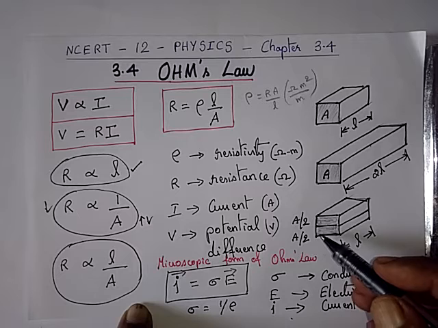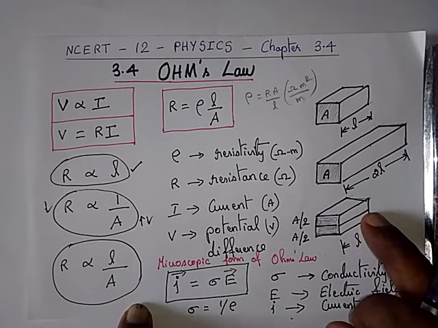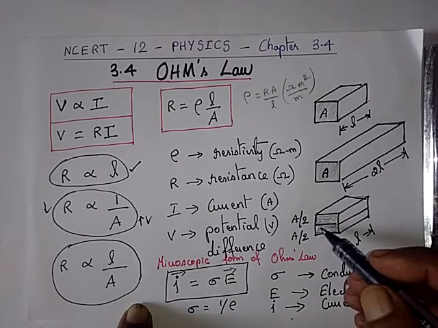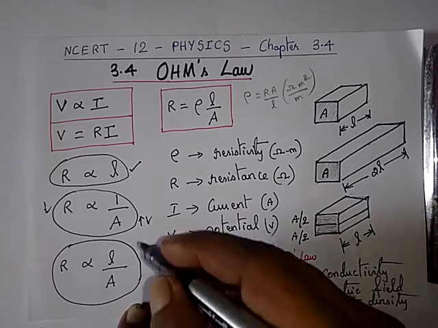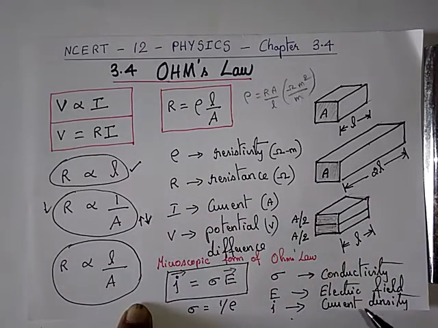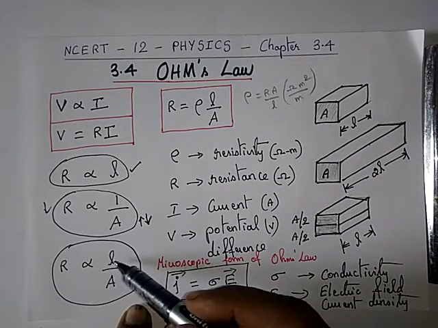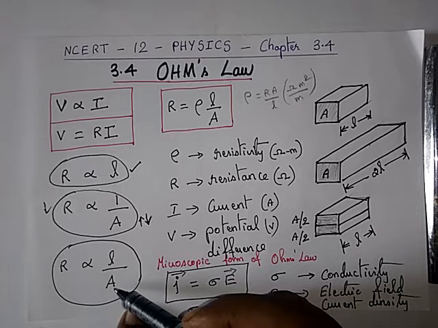That means we are not considering the second slab. Forget about the second slab. In the first slab, the area has decreased now, but the length remains the same. So if area decreases, resistance increases. Combining these two equations, we can say R is directly proportional to L and inversely proportional to A, the area of the cross section of the conductor.